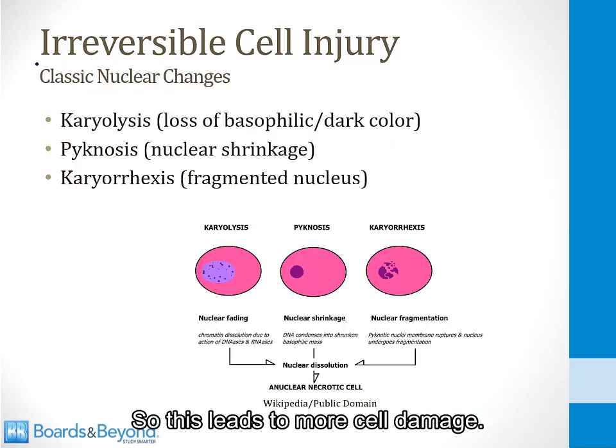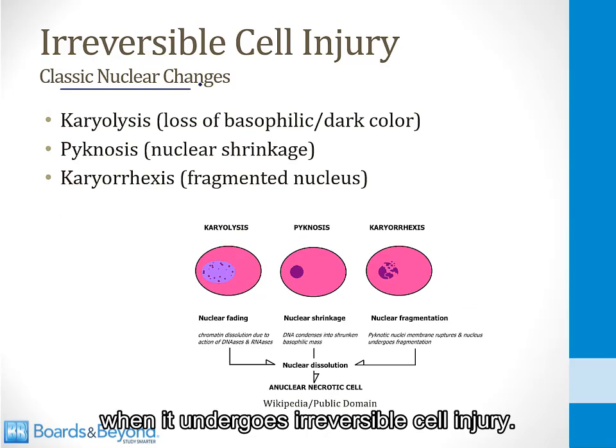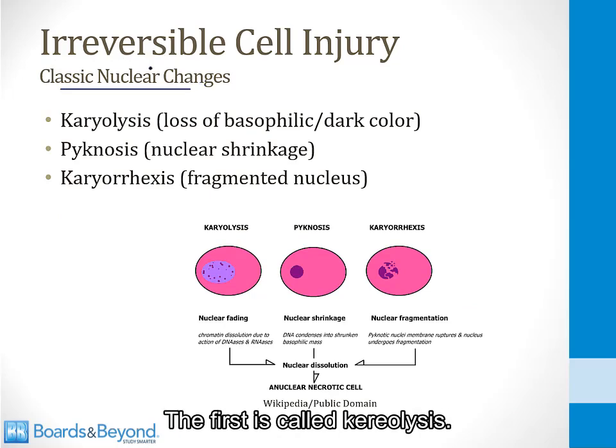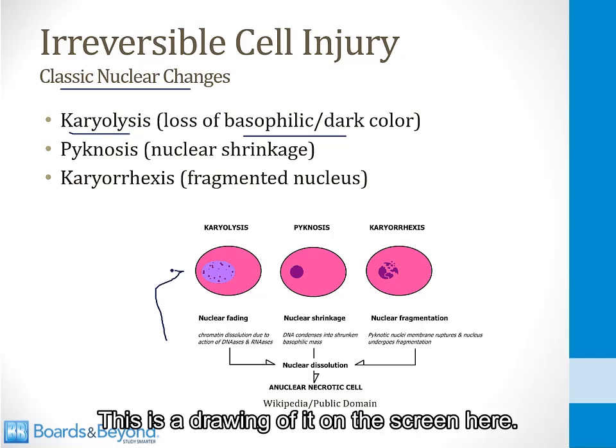There are three classic nuclear changes that you can see in the nucleus of a cell when it undergoes irreversible cell injury. The first is called karyolysis. This is loss of the basophilic or dark color of the nucleus. This is a drawing of it on the screen here.